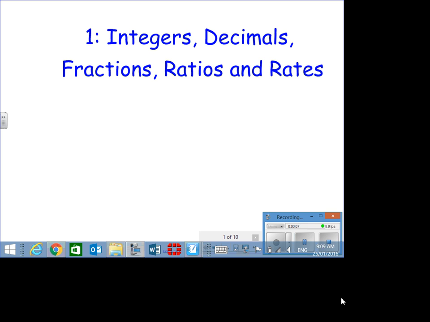Very exciting, I know. But your first chapter kind of brings together a little bit of what you guys were working on the last several years, which is integers, decimals, fractions, ratios, and rates. We only have to worry about integers right now. That's going to be our very first topic.